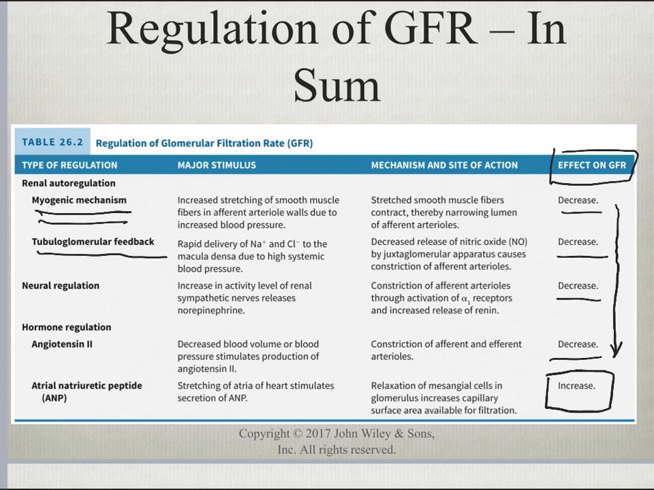Tubuloglomerular feedback, so we're detecting too much sodium chloride at the macula densa. This is due, in fact, to high systemic blood pressure. Think back to the I Love Lucy scenario, where that conveyor belt is moving way too quickly. So too high of blood pressure, we get too much sodium chloride moving through. What happens? We decrease the release of nitric oxide, those vasodilators, by the juxtaglomerular apparatus, causing constriction of the afferent arteriole. Overall net effect, decreasing GFR.